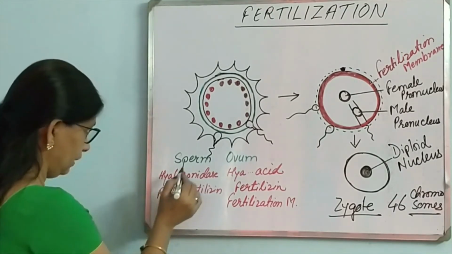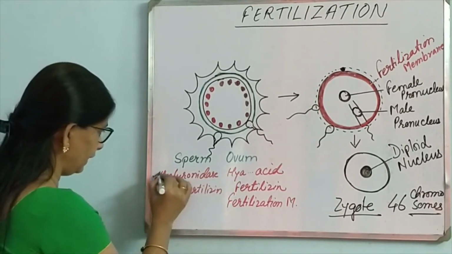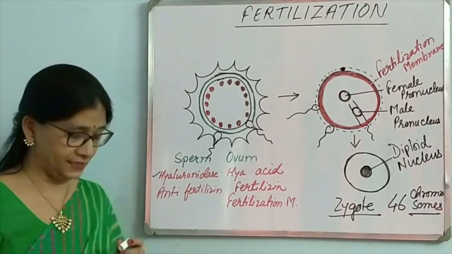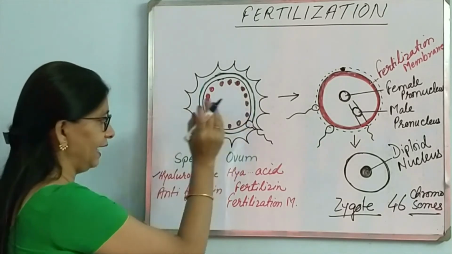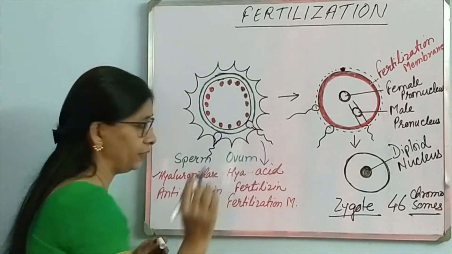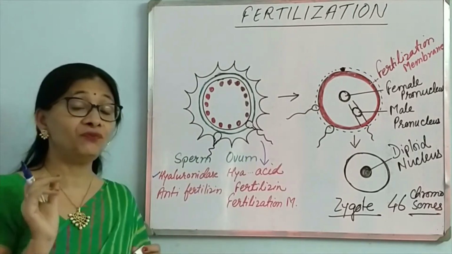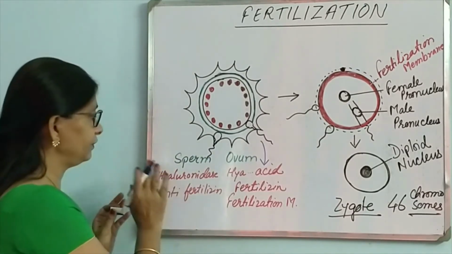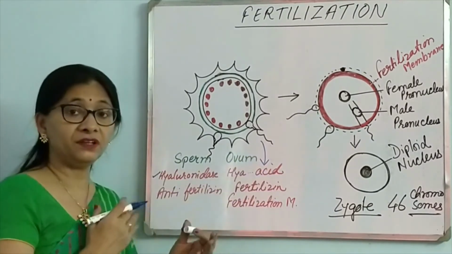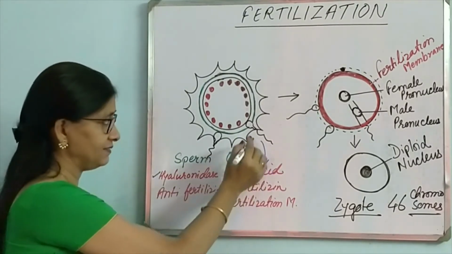So, sperm has number one enzyme which is known as hyaluronidase. Hyaluronidase. The egg cell has the corona radiata which has hyaluronic acid. So the fittest sperm will have the perfect hyaluronidase to penetrate or dissolve this hyaluronic acid.